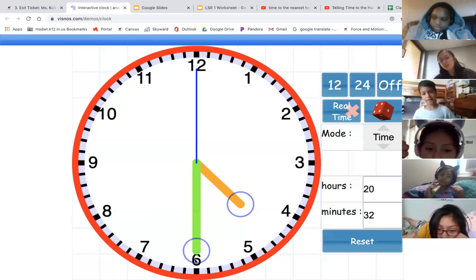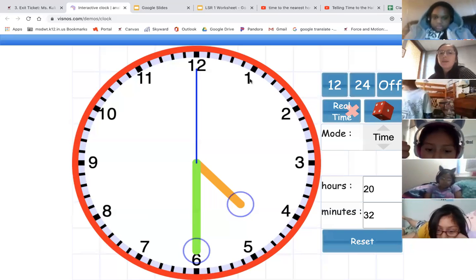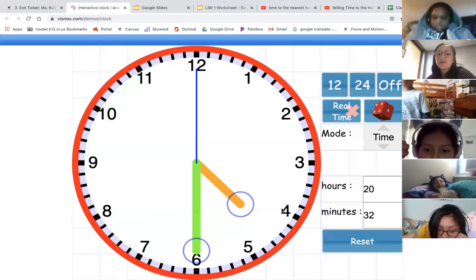Mohammed, what time is it? 4:30. Awesome. Who agrees with Mohammed, who also said that it was 4:30? Perfect. So the reason that's 4:30 and not 4-6, is because all these numbers, we count by 5.